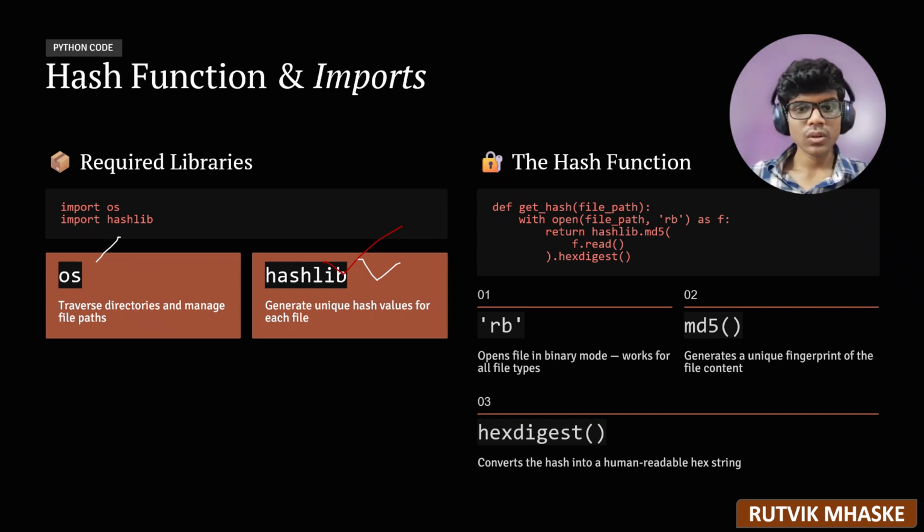Now the hash functions we see now. Okay, rb: open file in binary mode. Simple way. Open file in binary mode, and it works for all file types. Then MD5.